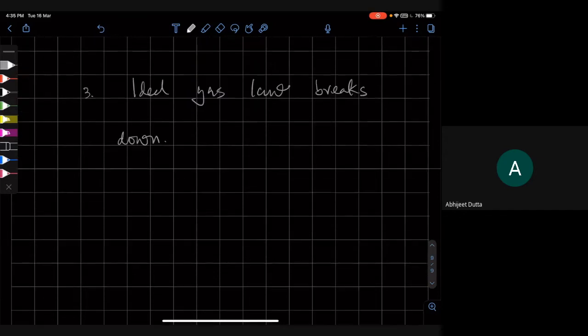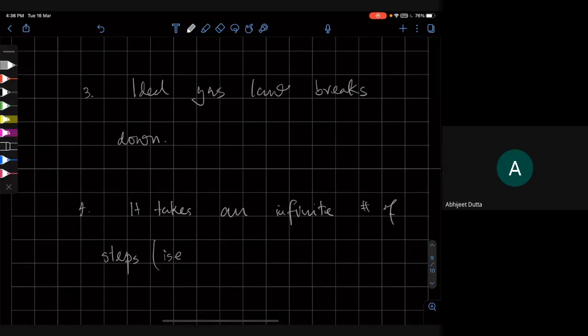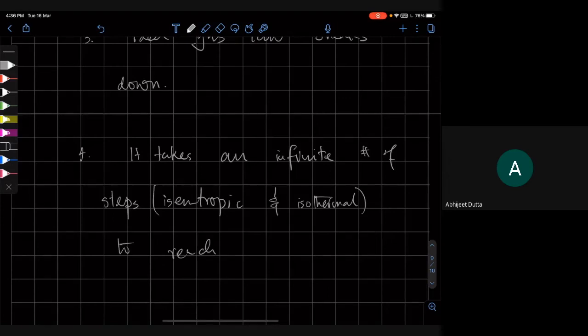And then number 4, which some people also call the third law of thermodynamics, is that it takes an infinite number of isentropic steps, where isentropic means the entropy is constant, and isothermal steps, to reach T equals 0. Now, this is not something that I'm going to prove, but I'll give a very heuristic argument.